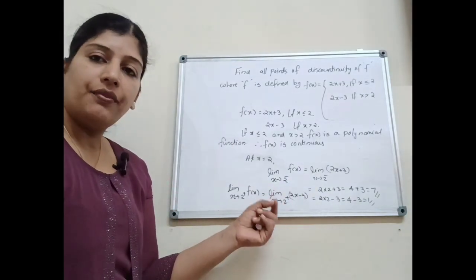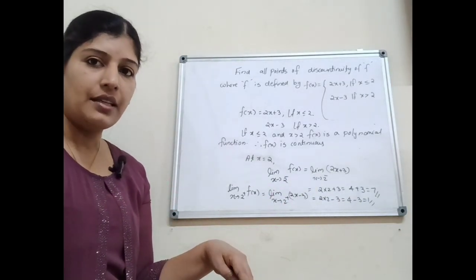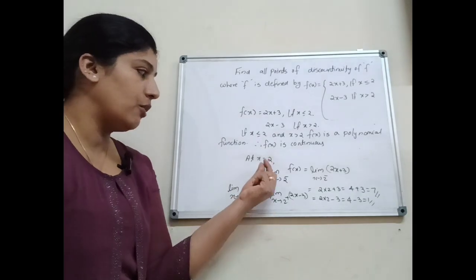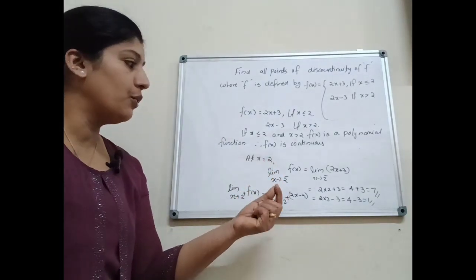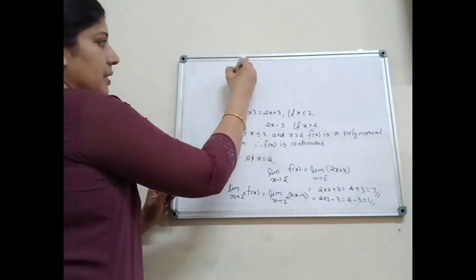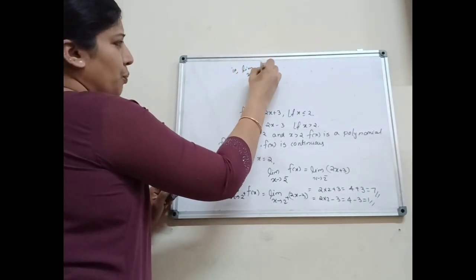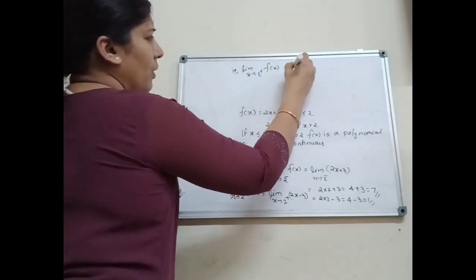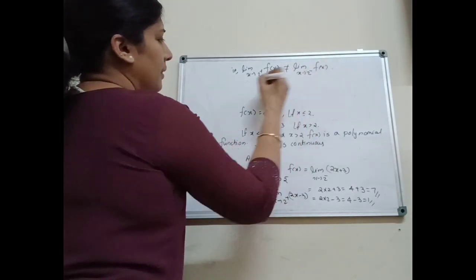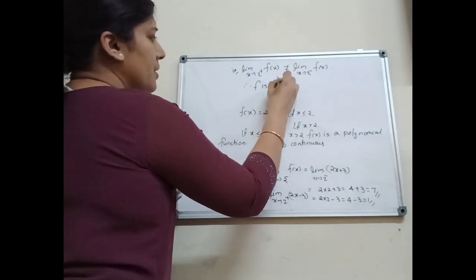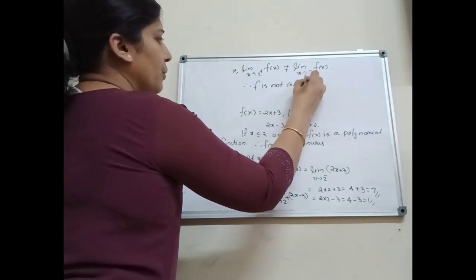That is here, the left hand limit is not equal to the right hand limit. Therefore, we can say at x equal to 2, the function f is not continuous. That is at x equal to 2, what is the value? It is 7. That is, the limit as x tends to 2 plus of f of x is not equal to the limit as x tends to 2 minus of f of x. Therefore, f is not continuous at x equal to 2.